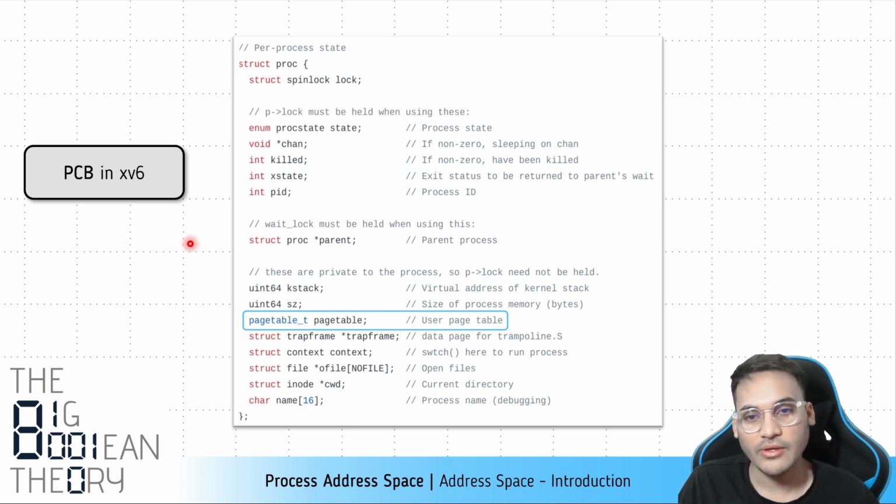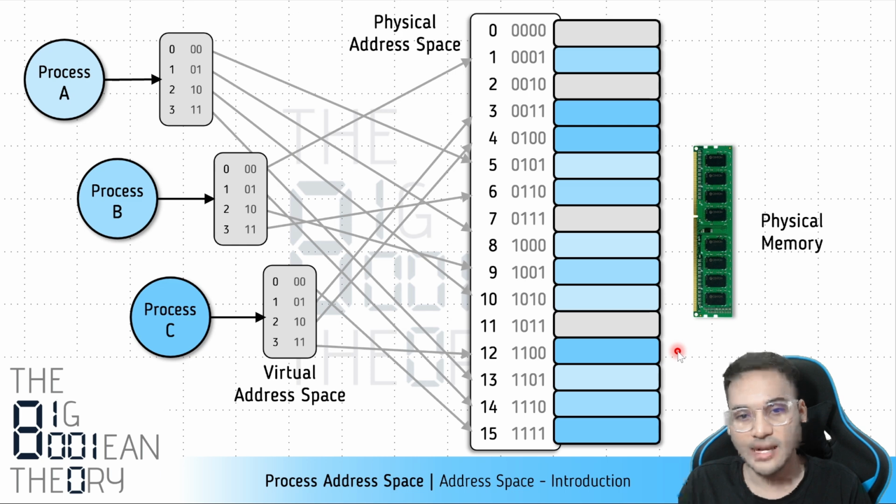In each process control block, for every process, there is a page table. We will understand what a page is and why it is called a page table later. But what is a page table? A very simple explanation is that it is a table which contains the mappings between the virtual addresses and the physical addresses. In this example, the same example we have been looking at, for process A, there are four virtual addresses and each of them is mapped to some physical address.